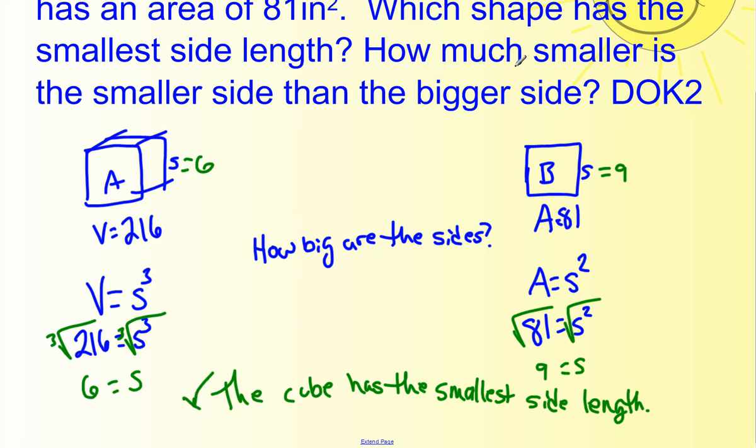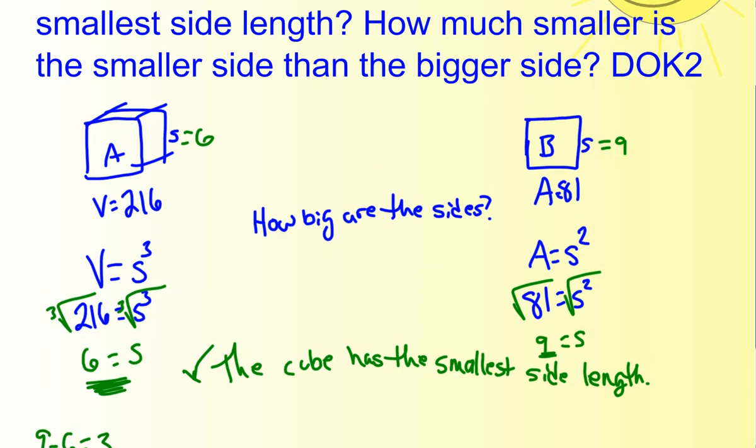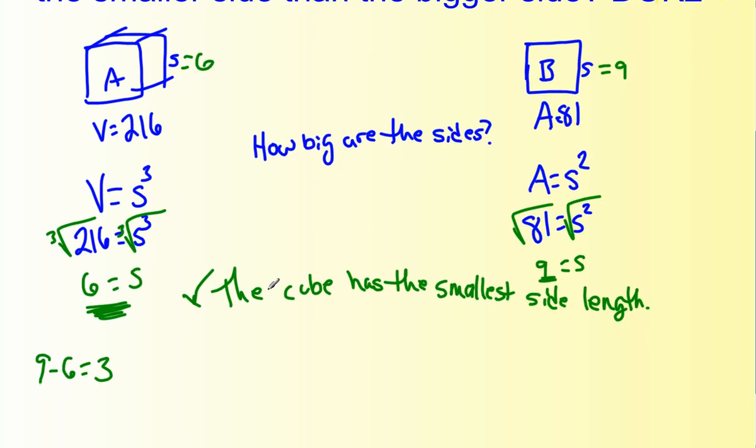Number 2, how much smaller is the smaller side than the bigger side? So we're looking for a difference from one to the other. Well, if you're ever finding a difference, or how much smaller, how much bigger, the change, it's a subtraction. So how much smaller is it? Well, one's 9, the other is 6, the difference is 3. This guy is 3 inches smaller than that guy. So how much smaller is the smaller side than the bigger side?